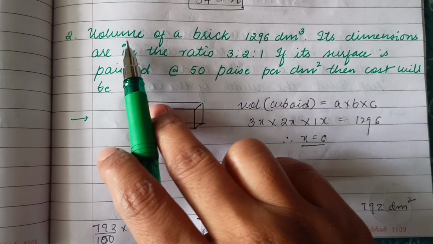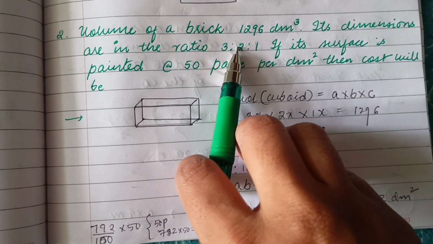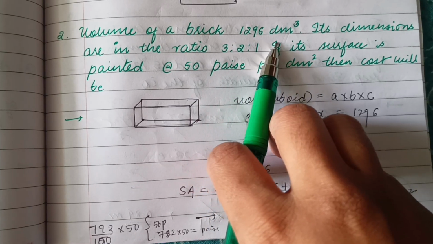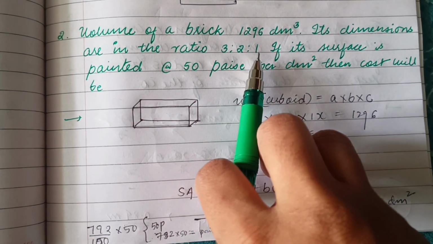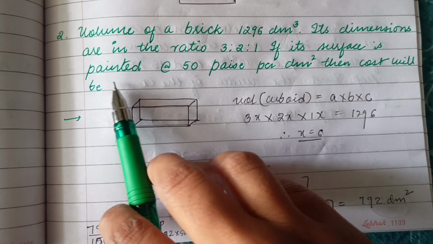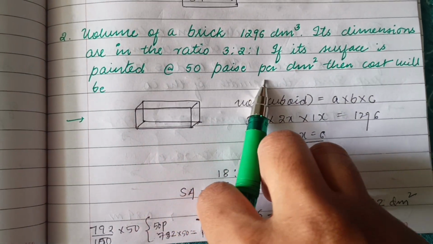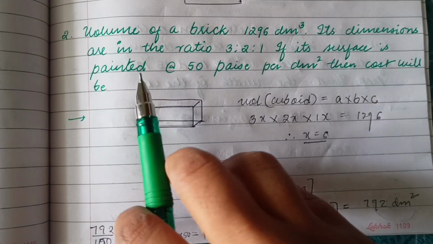So next question, the volume of the brick is 1296 dm cube. Its dimensions are in the ratio of 3:2:1. If its surface is painted at 50 paise per dm square, then what will the cost be?